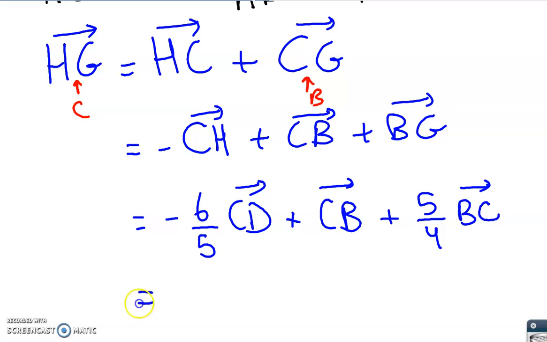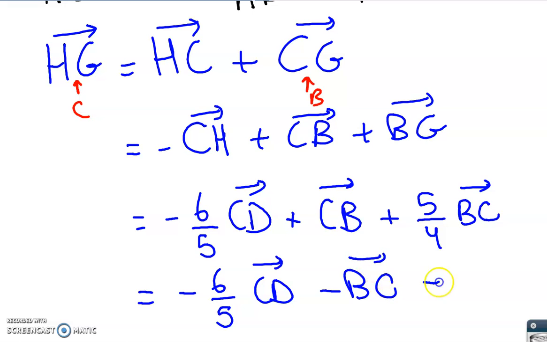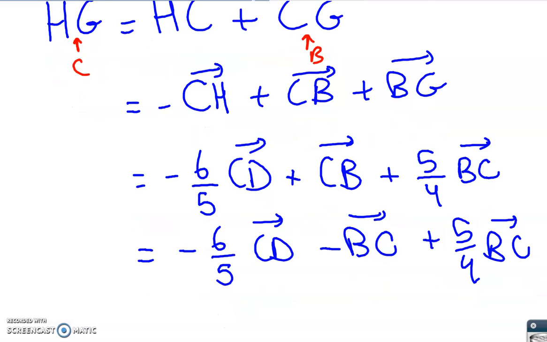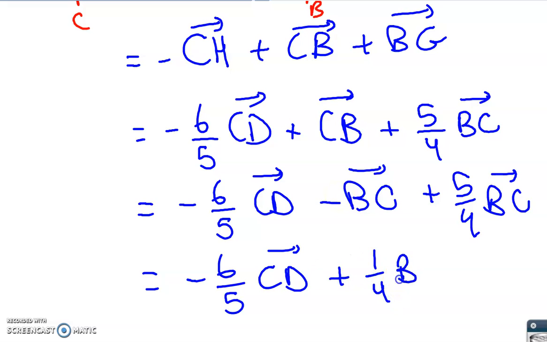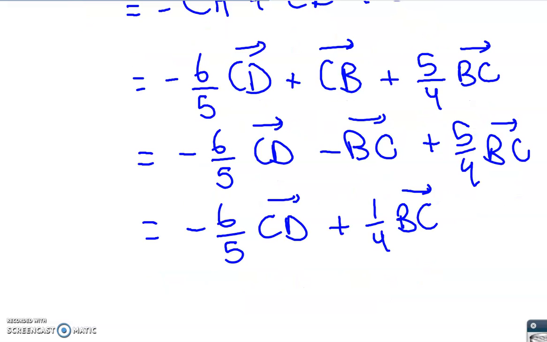Now, this is the same as minus 6 over 5 CD minus BC plus 5 over 4 BC because CB is minus BC. Let's simplify. So we get minus 6 over 5 CD, minus 1 plus 5 over 4 is plus 1 over 4 BC. Now remember we wanted to write everything in terms of AB and AD. So let's go back to the figure.